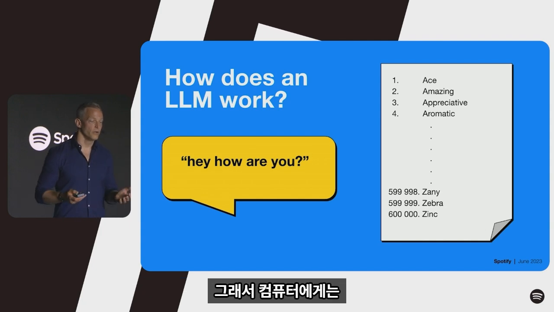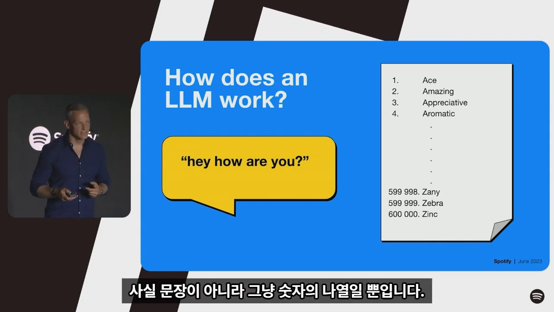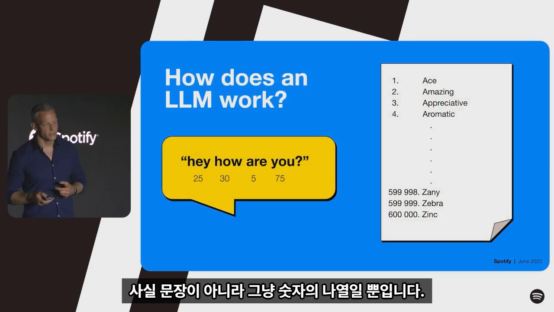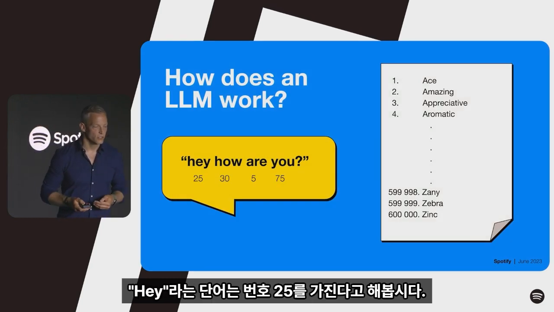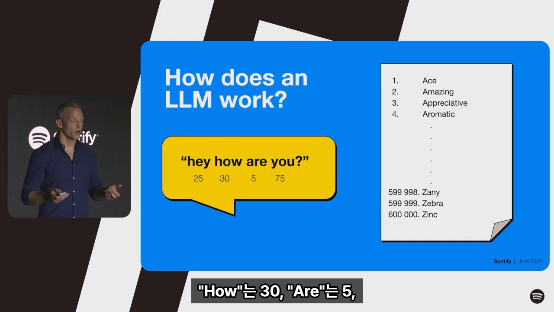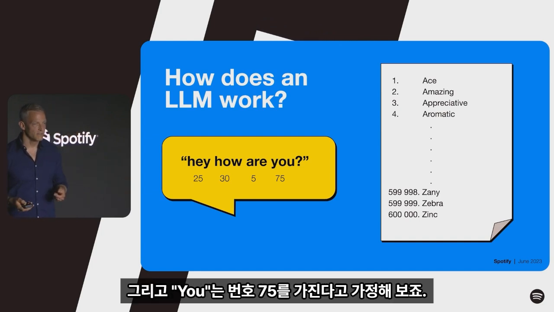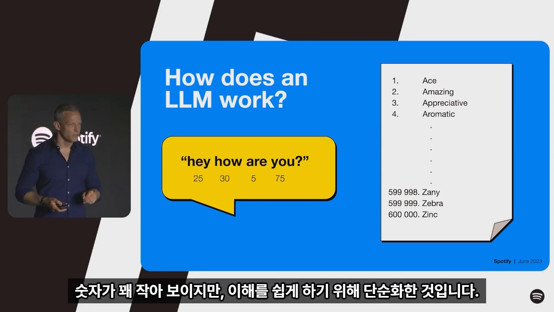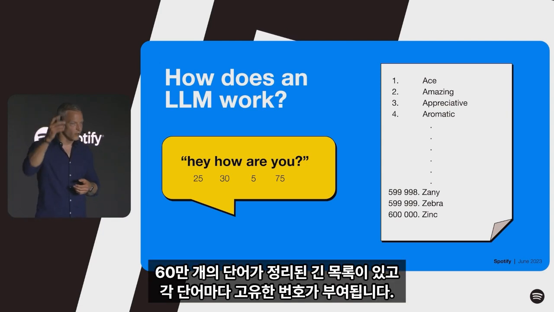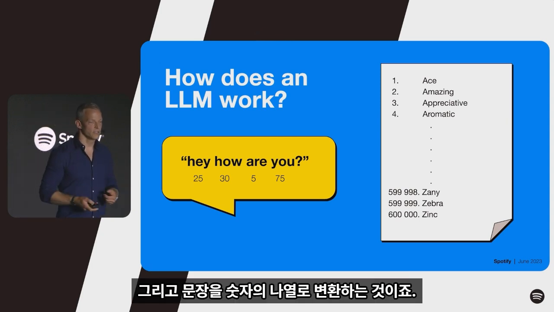So for a computer, a sentence like, hey, how are you, is not actually a sentence. It's just a sequence of numbers. So the word hey has, for example, the number 25. The word how has the number 30. The word are has the number 5. And the word you has, for example, the number 75. Now, you may see that these are very small numbers, but that's just to keep it simple. So it's just a lookup table. You have this long list of 600,000 words, a unique number for every word, and you just translate a sentence into a sequence of numbers.